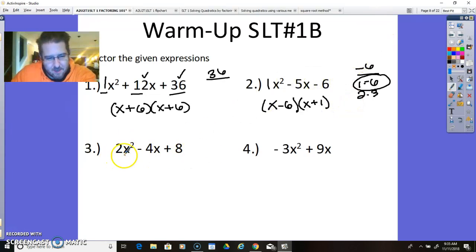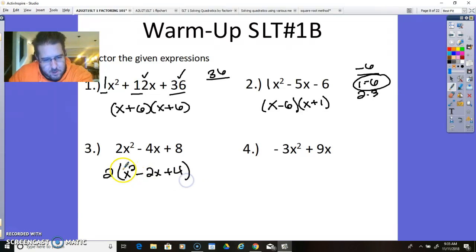All right, factoring out GCFs over here. So all three of these numbers can all be divided by 2. And that leaves me with an expression. This might be factorable again. So 1 times 4 is 4. 1 and 4, and 2 and 2. Nope, no way it's going to equal negative 2. So not possible. So that's the answer.